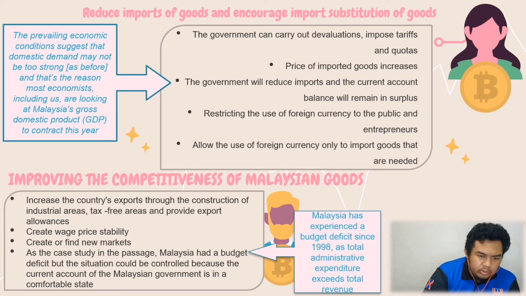The prevalent economic condition suggests that the Muslim demand may not be as strong as before, and that is the reason most economists, including us, are looking at Malaysian gross domestic product (GDP) to contract this year.